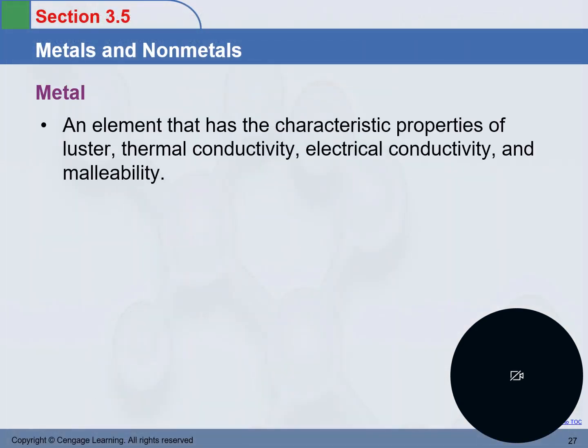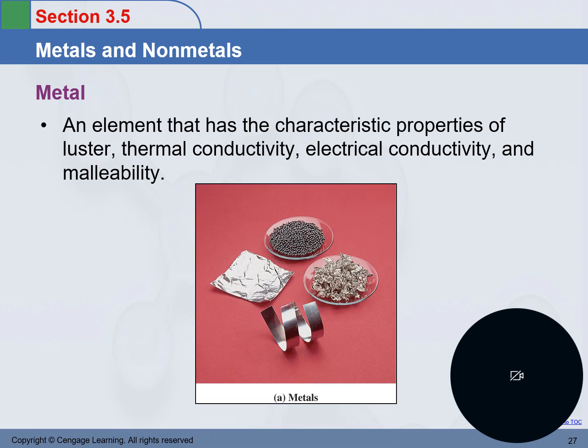We noted in our previous section that group 1A and 2A were known as the alkaline and alkaline earth metals. So we're going to define what metals are. These are elements that have characteristic properties, that of luster, thermal conductivity, electrical conductivity, and malleability. Here's just some pictures showing you some of the different metals, and you'll probably encounter some of those in lab.